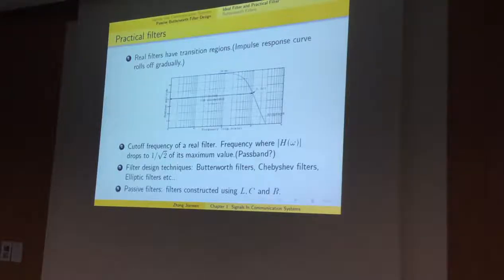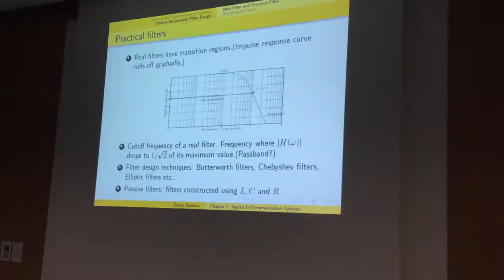The last one is the elliptic filter, right? It is a trade-off between the Butterworth filter and the Chebyshev filter. It has smaller ripple compared to Chebyshev, but it will roll off lower than Chebyshev in the transition region.